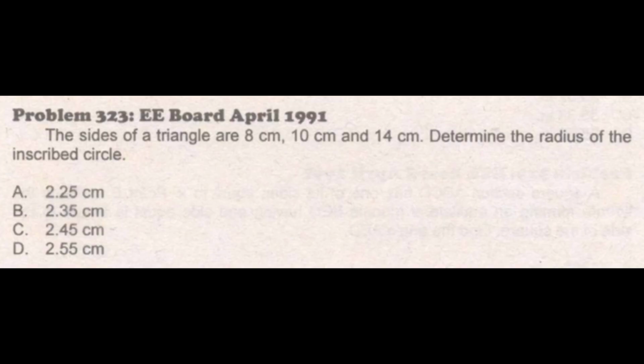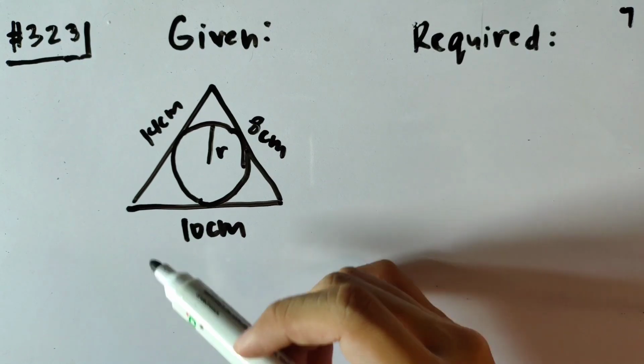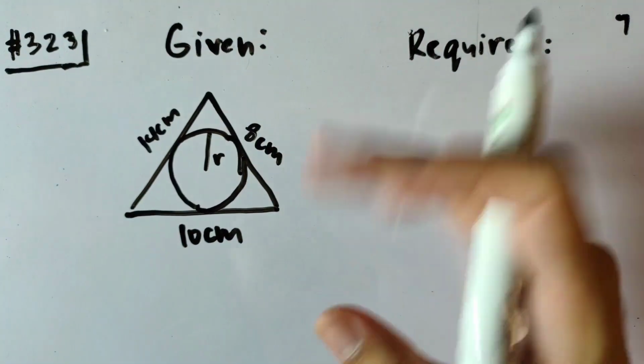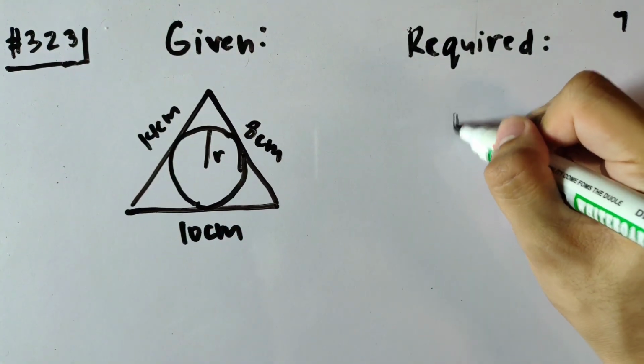Number 323. The sides of a triangle are 8 cm, 10 cm, and 14 cm. Determine the radius of the inscribed circle. So, dun sa problem, given tayo ng isang triangle, which is 14 cm by 8 cm by 10 cm. At ang required natin ay yung radius na inscribed circle, or R inscribed.